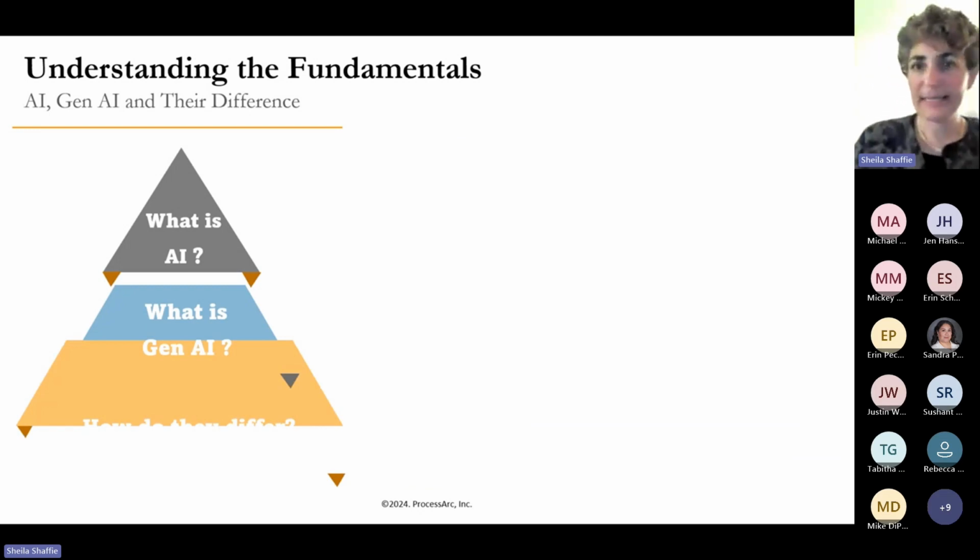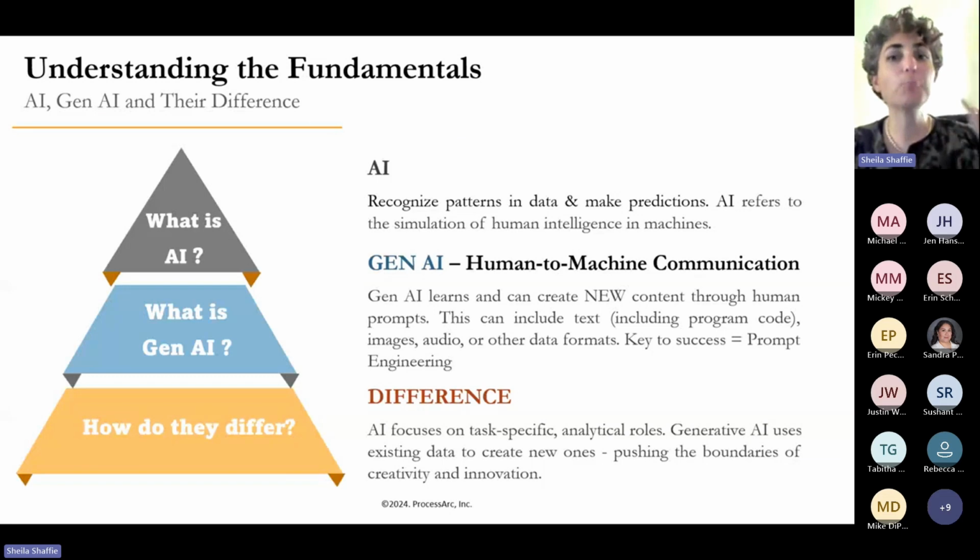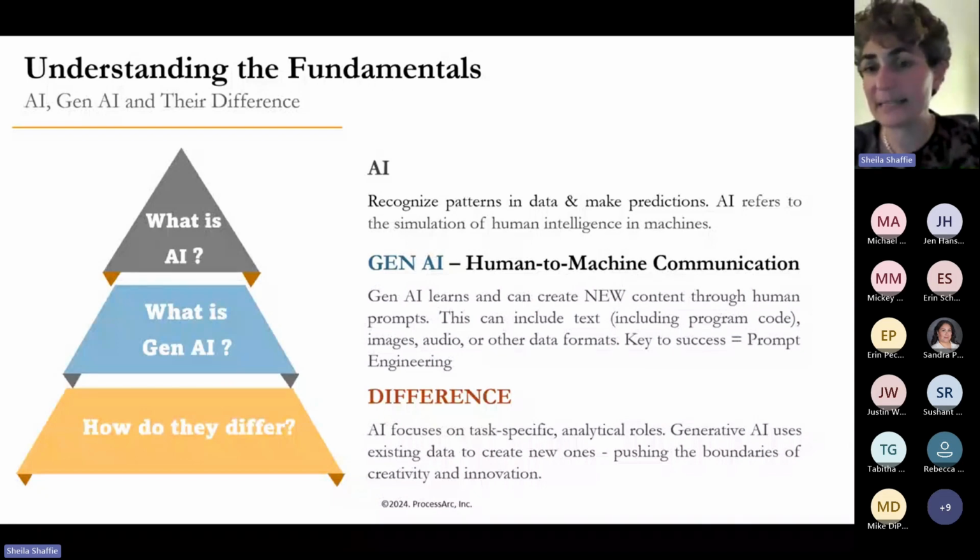So AI, we just talked about. It's about using the data that you have to make predictions. It's about mimicking human intelligence. Generative AI is really the relationship between human and machine communication. And by that, I mean generative AI is using the data that's out there to create content, images, computer code, music, any content that you can imagine that doesn't exist yet. So that's really fundamentally the key difference between AI and generative AI, which is really, again, where the risk is going to come in. Because it's using what historically has been to create what hasn't been created yet.